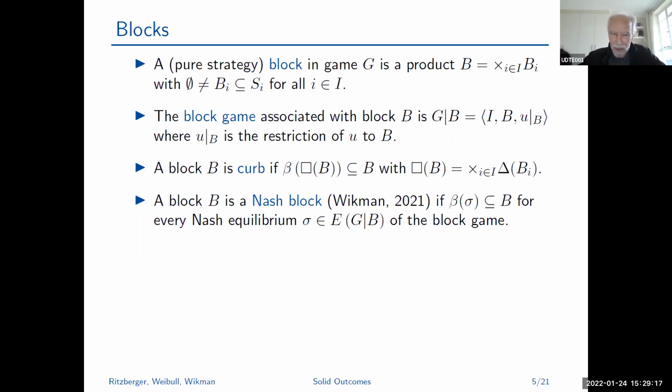A more recent block concept is Peter Wickman's Nash block concept, which says that a block B is called a Nash block if for all equilibria of the block game, all the best replies are in the block. Okay, that's what Peter calls a Nash block.